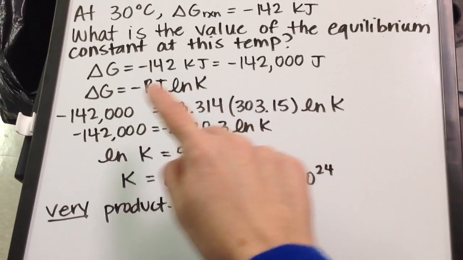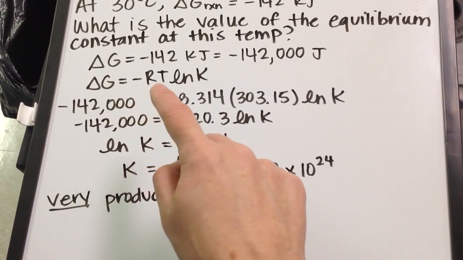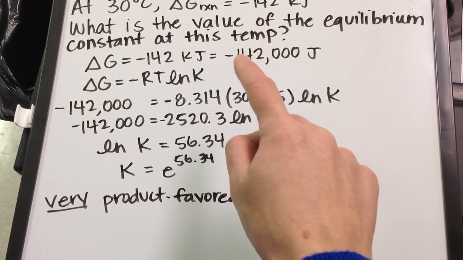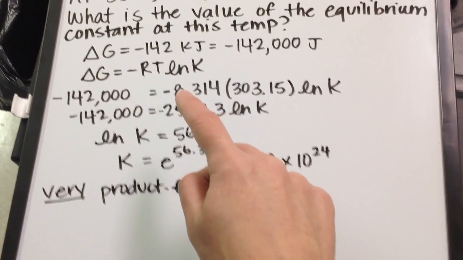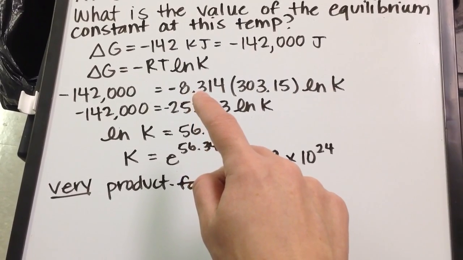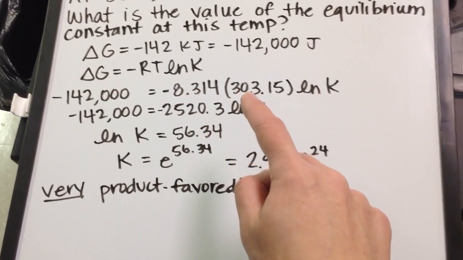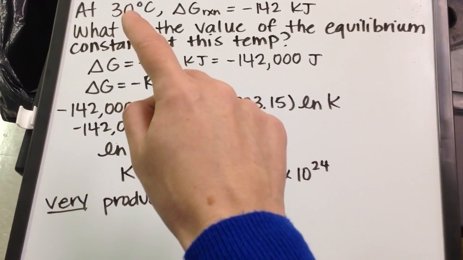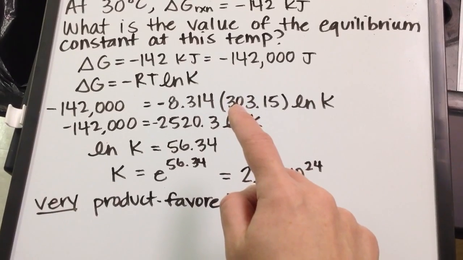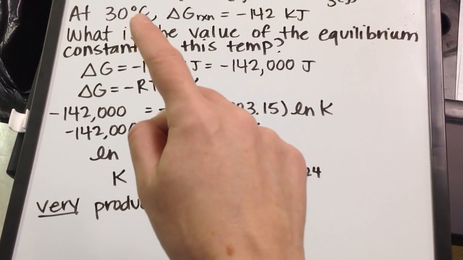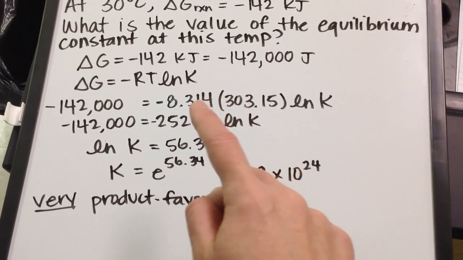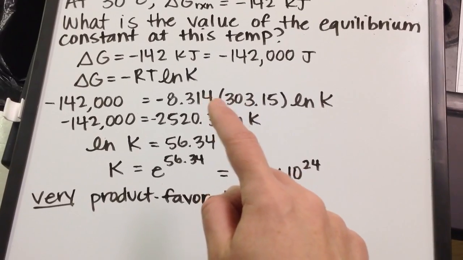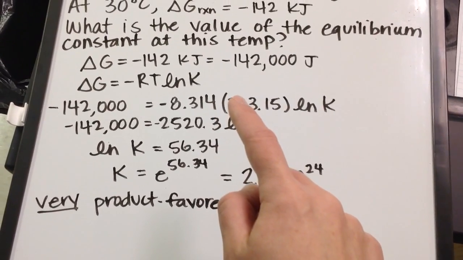Okay, so we use the relationship delta G is equal to negative RT natural log of the equilibrium constant. Make sure that our delta G is in joules, plugging that in. R is a constant, 8.314 joules per Kelvin. And then where did this 303.15 come from? Well, the temperature is 30 degrees Celsius, right? So we have to convert that to Kelvin. Again, if we don't make that conversion, our answer won't make sense because R is in joules per Kelvin. So if we are multiplying joules per Kelvin times degrees Celsius, our answer will not make sense.